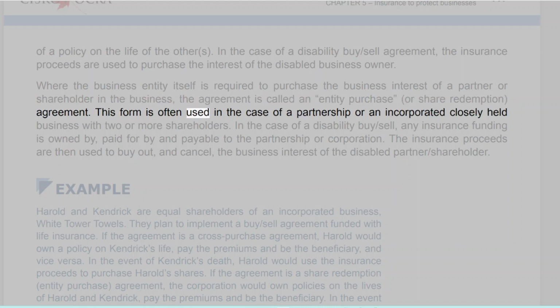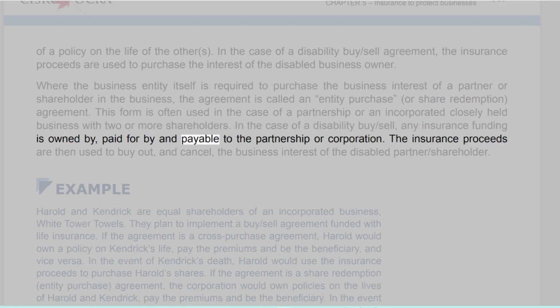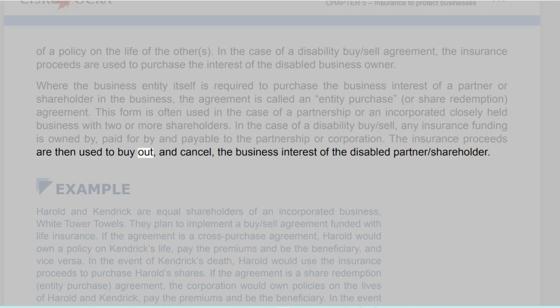This form is often used in the case of a partnership or an incorporated closely held business with two or more shareholders. In the case of a disability buy-sell, any insurance funding is owned by, paid for by, and payable to the partnership or corporation. The insurance proceeds are then used to buy out and cancel the business interest of the disabled partner/shareholder.